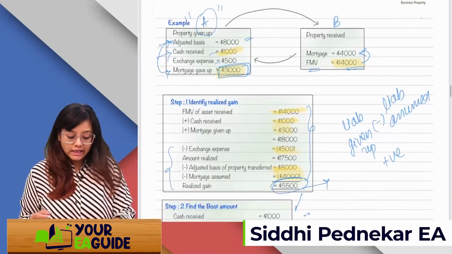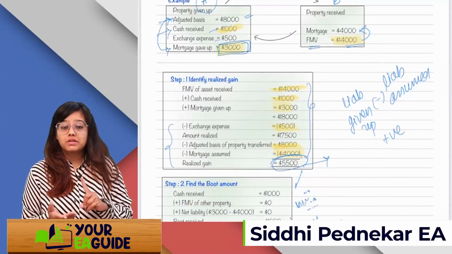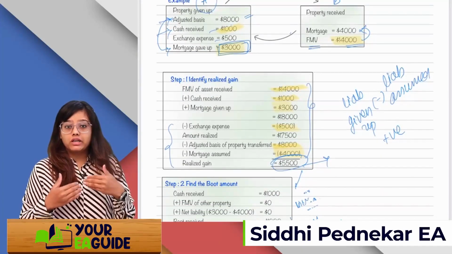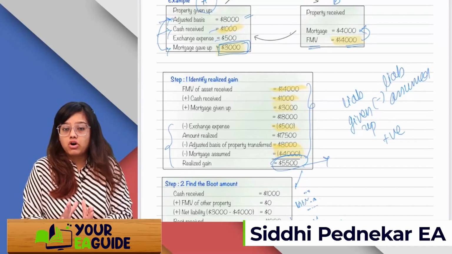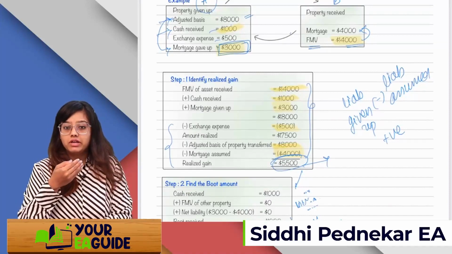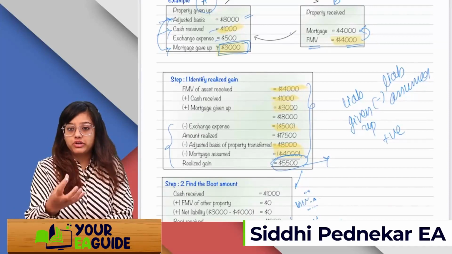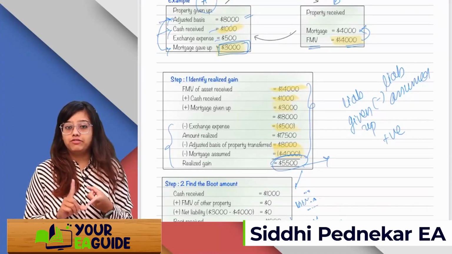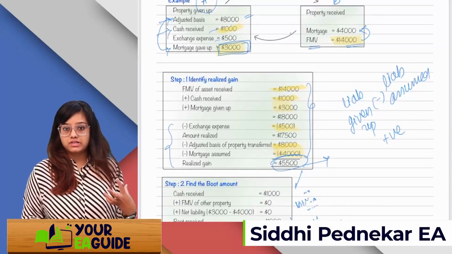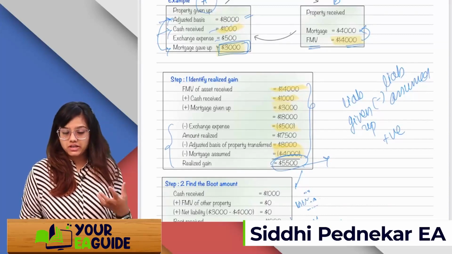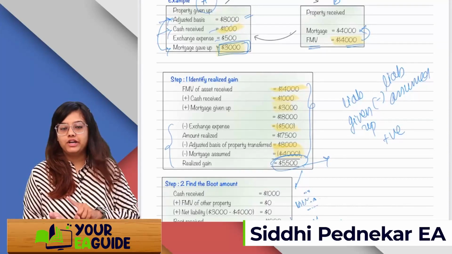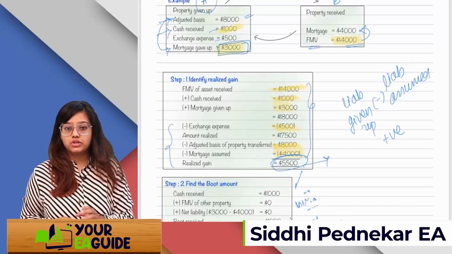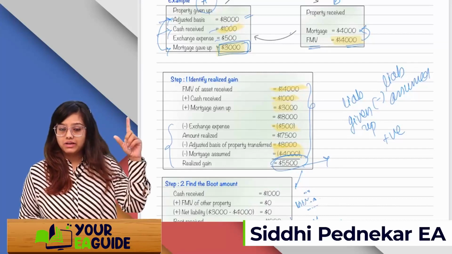To calculate gain, there are steps. First step is you'll have to identify the realized gain. What do you mean by realized gain? Whatever you are giving up will be your cost. Whatever you are receiving will be your amount which you need to take into consideration. So take the FMV of the asset received. If you have received cash, take the cash. If you have received the benefit of the mortgage, meaning the mortgage is given up, so it's a benefit for you, add it in this calculation.